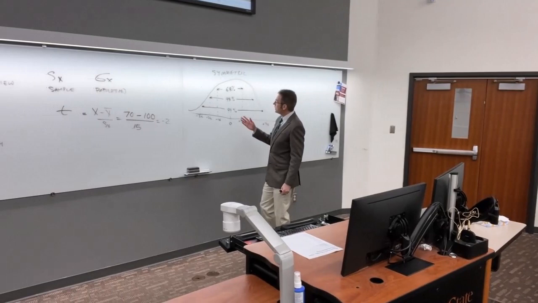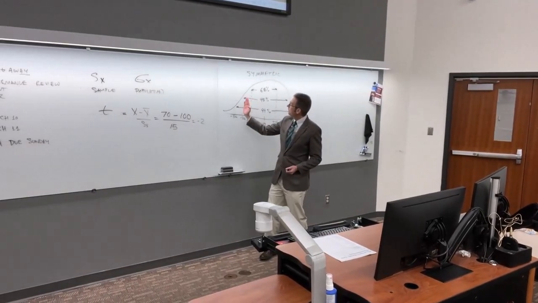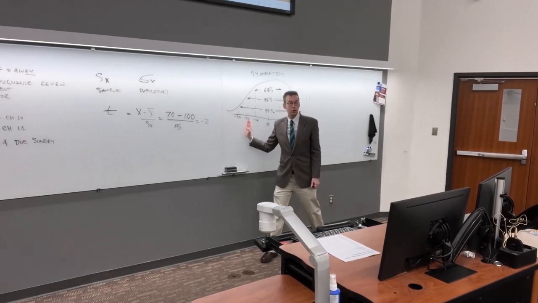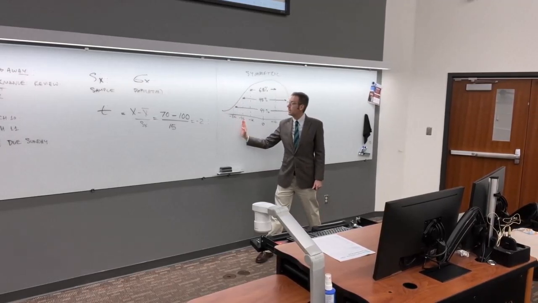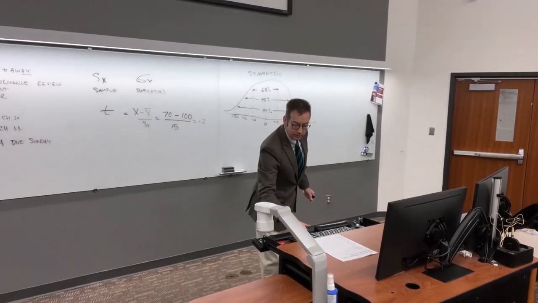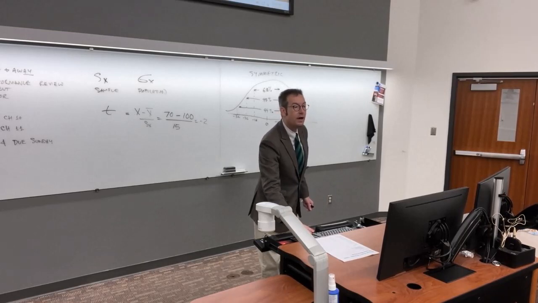Okay, so knowing that, what we can say is that 2.5% of people are in this tail. Therefore, 2.5% of the population has an IQ lower than 70. What if I ask you what proportion of the population has an IQ of 70?